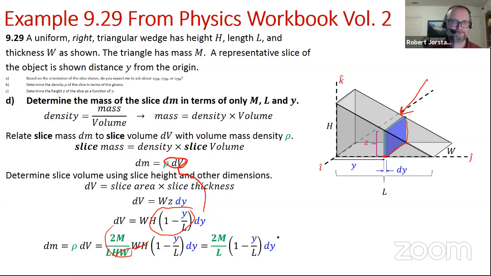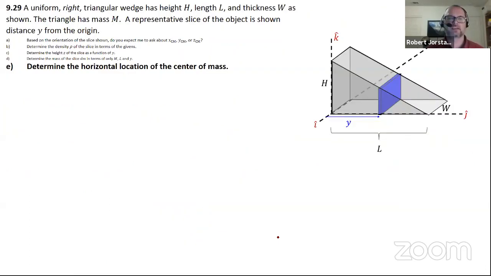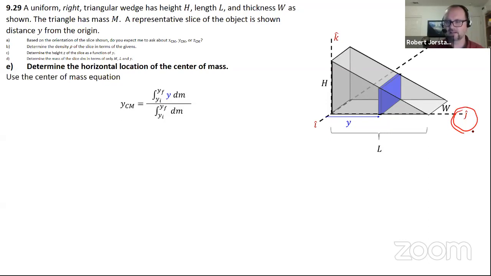Moving on. We wanted to find the horizontal location of the center of mass. Well, let's get to it. We've got an integral. In this case, horizontal means y. Again, in this case, it's a little bit different. We decided to call j hat to the right. So take a second. What do you think the limits of integration are?